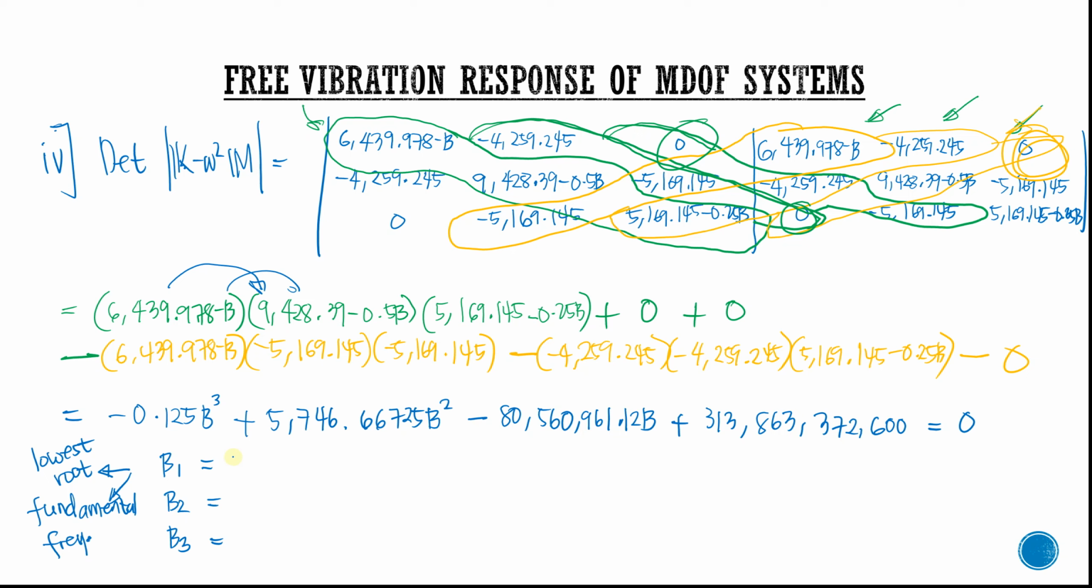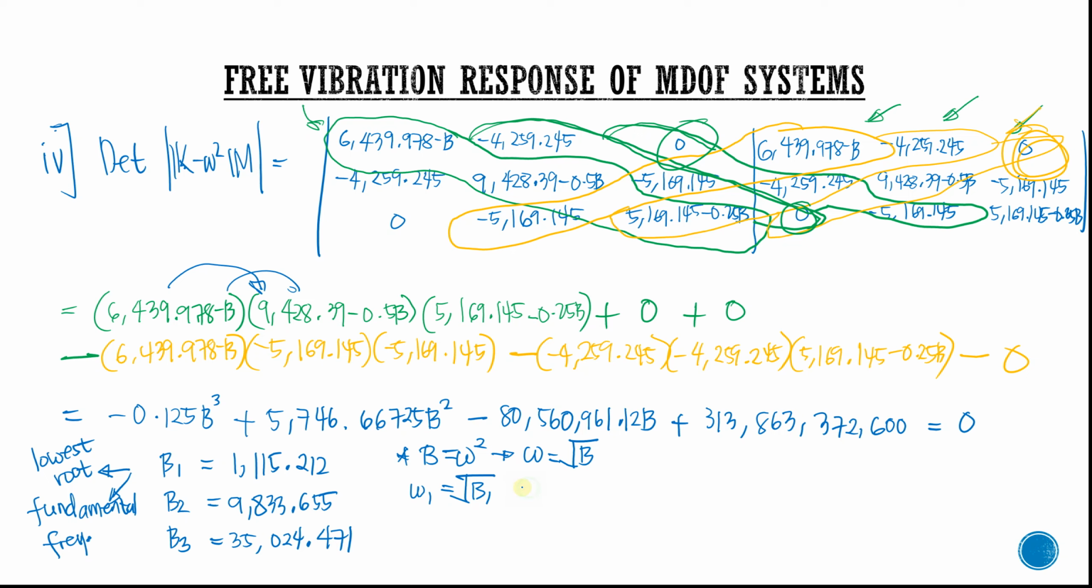So our first root, or the lowest root, or the fundamental frequency, is equal to 1,115.212, and then the second root is 9,833.655, and then the third root, the highest, is 35,024.471. From here, if you remember, our b is equal to omega squared. Now to get the natural frequency, we just extract the square root of b. So for our first frequency, that is the square root of b1, and that is equal to 33.395 radians per second.